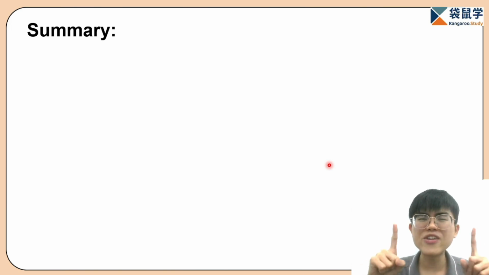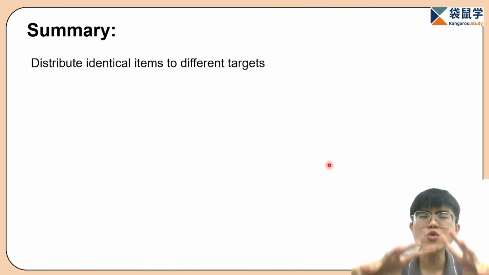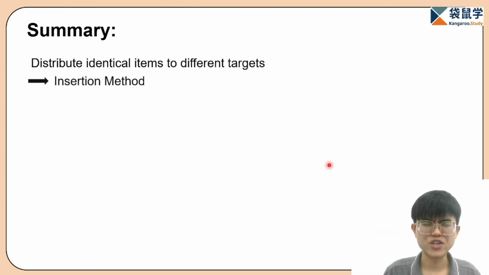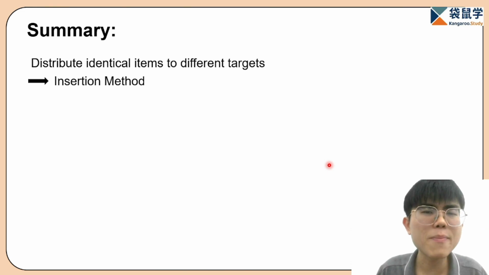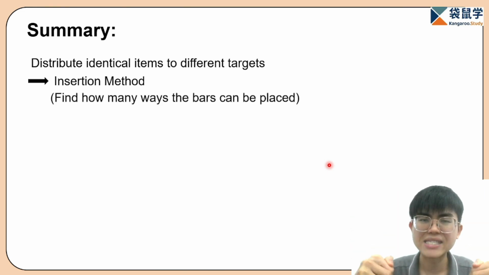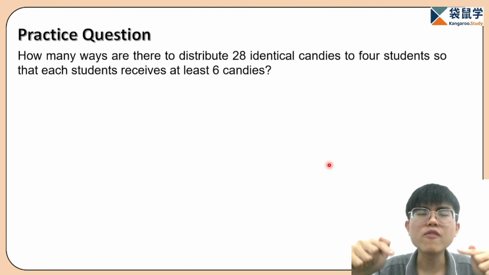So let's summarize what we have learned from this question. The first thing we learned is, when we try to distribute identical items to different targets, what is the method that we can use? The insertion method. For the insertion method, we just have to find how many ways the bars can be placed, right? Then, let's try to solve this kind of practice question.